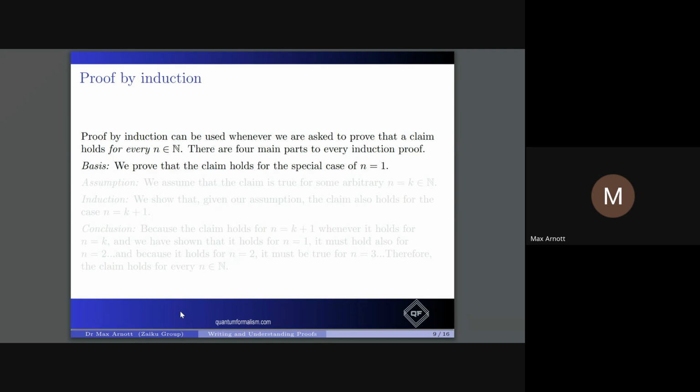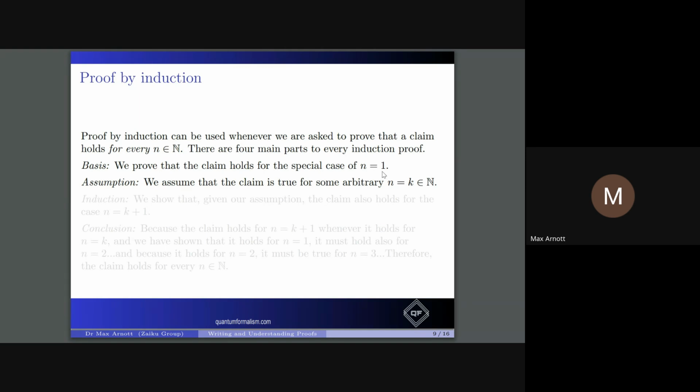So there are 4 main parts to every induction proof. The induction proof should be used whenever you're asked whether a proposition holds for every single natural number. So it's for a very specific type of proof, only ones where you have to prove every natural number holds. So the basis step is to prove that the claim you're asked to prove holds for the special case n equals 1.